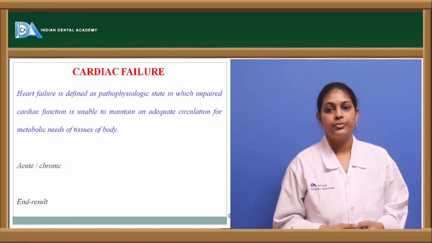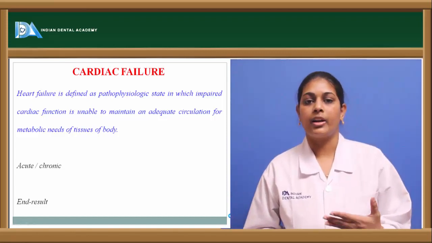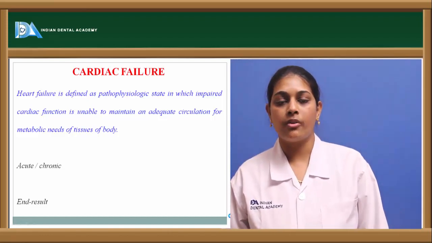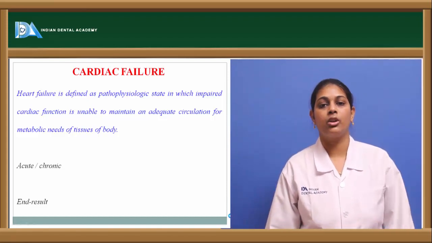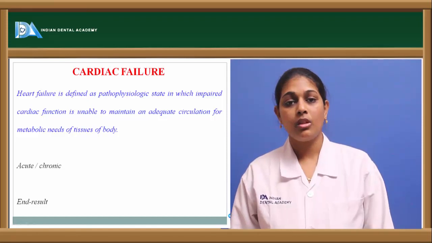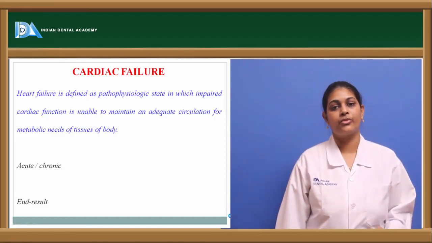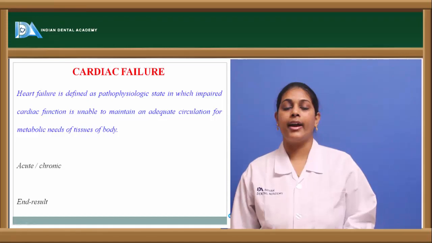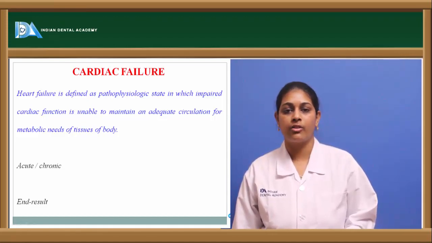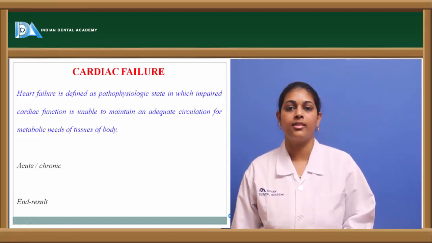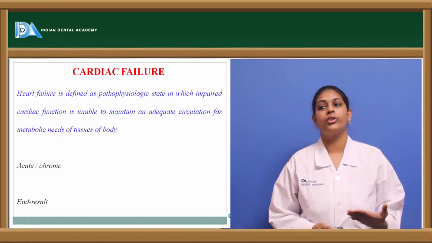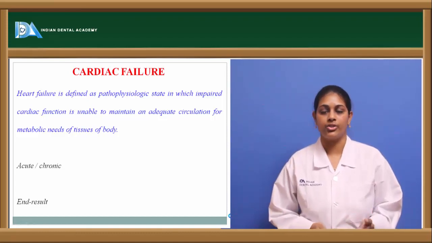Based on the onset, if it is of rapid onset, it is known as acute cardiac failure. If it is of delayed or gradual onset, it is known as chronic cardiac failure. The chronic forms, that is the severe forms of cardiac failure, usually end up as congestive heart failure, where there is excess fluid accumulation in the tissues as well as in the blood vessels. This results in congestive heart failure, which is the end result of usually chronic cardiac failure conditions.